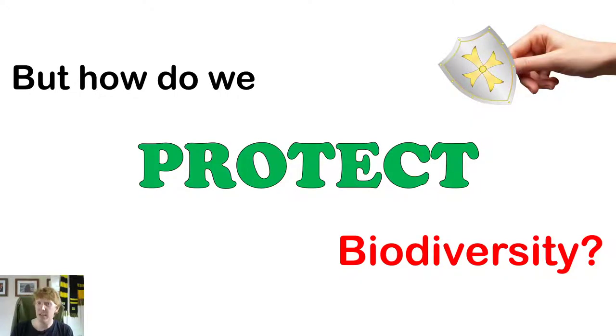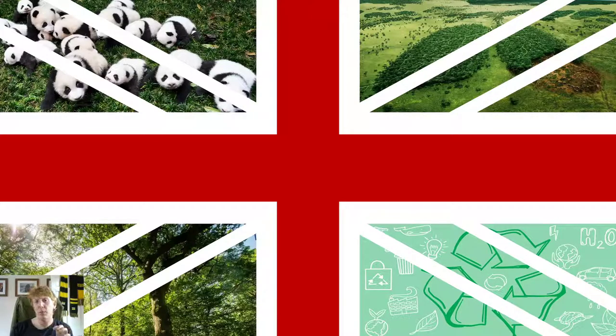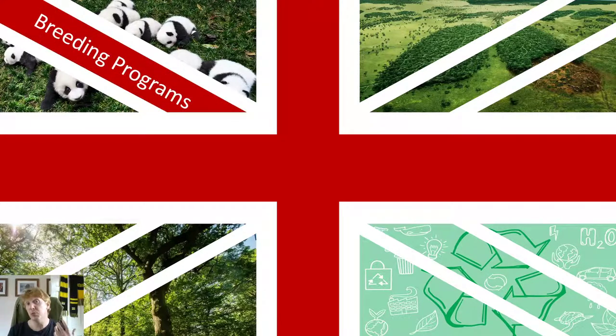But how do we protect it? It's not all doom and gloom. Humans are trying, or some humans are trying to make a difference, okay? And I thought I'd get a bit patriotic here and show you what England does, right? England does breeding programs. So if there's a particular species that is dying off, we take them to a zoo and breed them together so we get more, right?